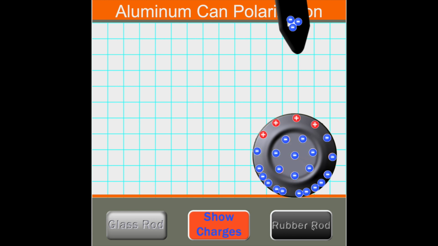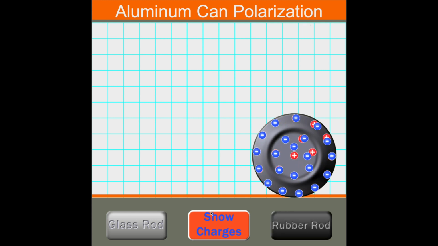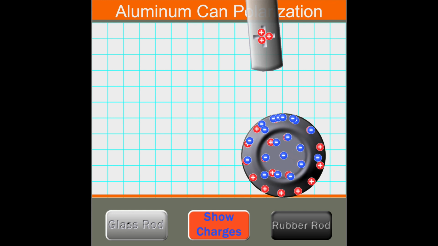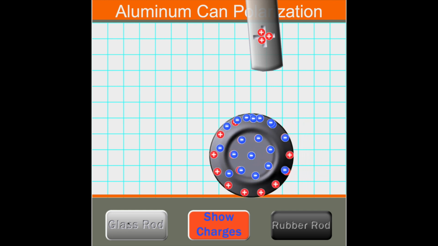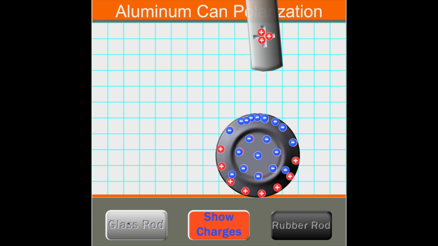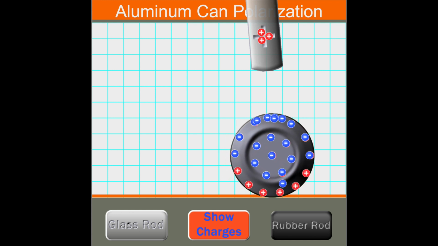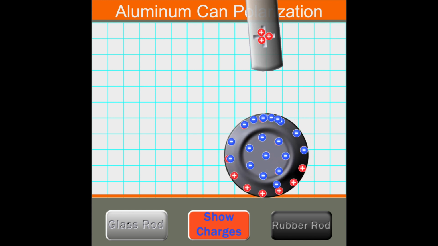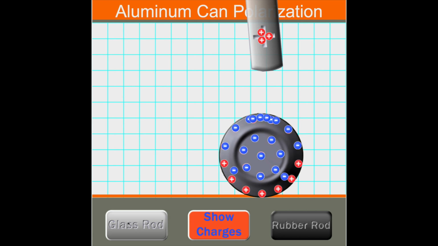And you may also have noticed that the can moved a little bit because when I induce polarization in a net neutral object, the polarization itself means that there's a little bit of a force on the object. So if I bring in that glass rod again, we see that can move a little bit under that net electric force that's induced by the polarization within the can.